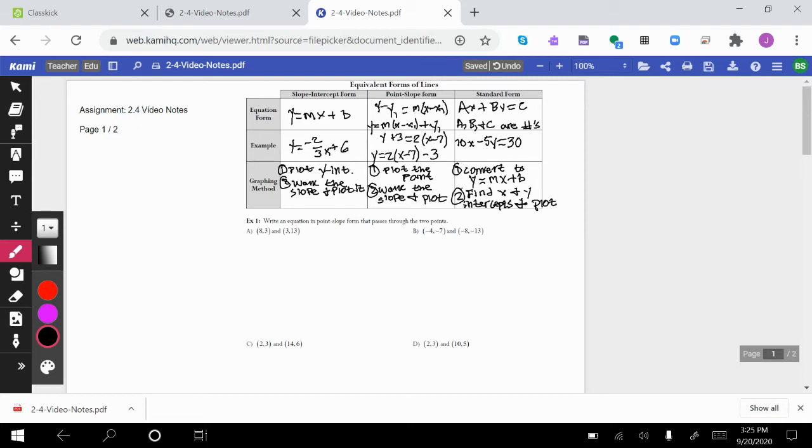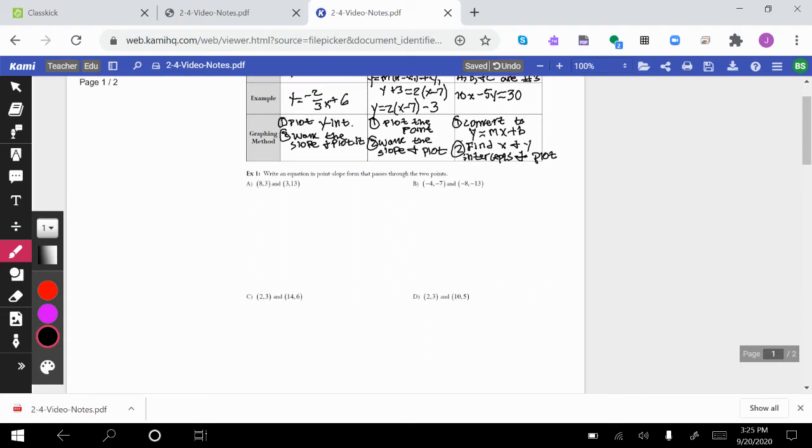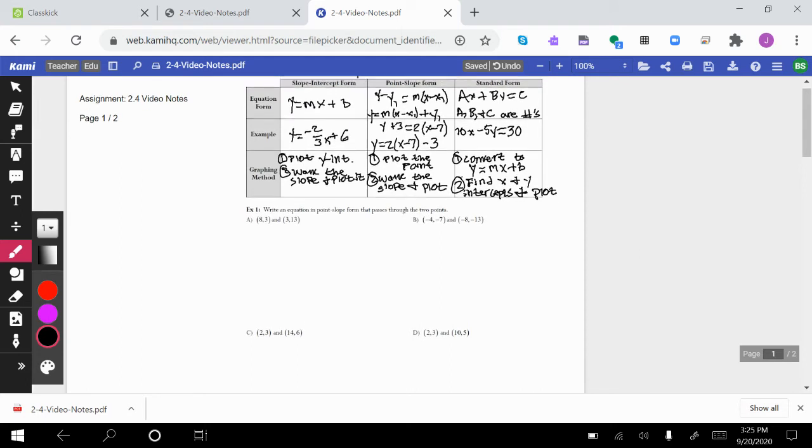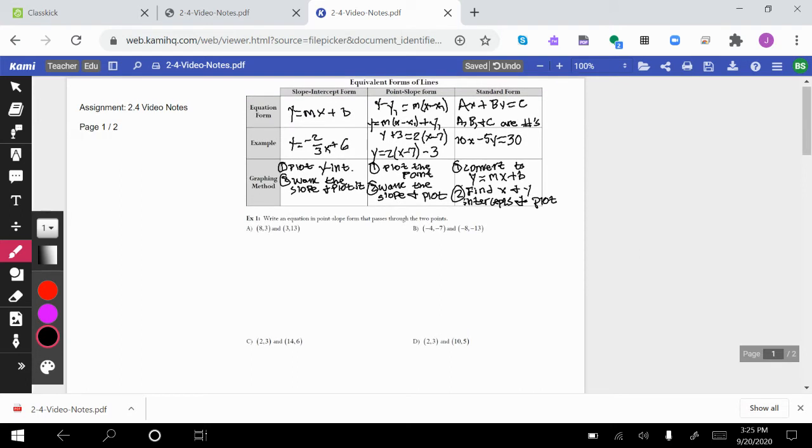Okay, so for our first set of examples, we're going to write in point slope form, again y minus y1 equals m times x minus x1, using the ordered pairs (8, 3) and (3, 13). First thing we need to do is find our slope. So m equals y2 minus y1 over x2 minus x1, which is going to simplify to 10 over negative 5. So negative 2 is our slope.